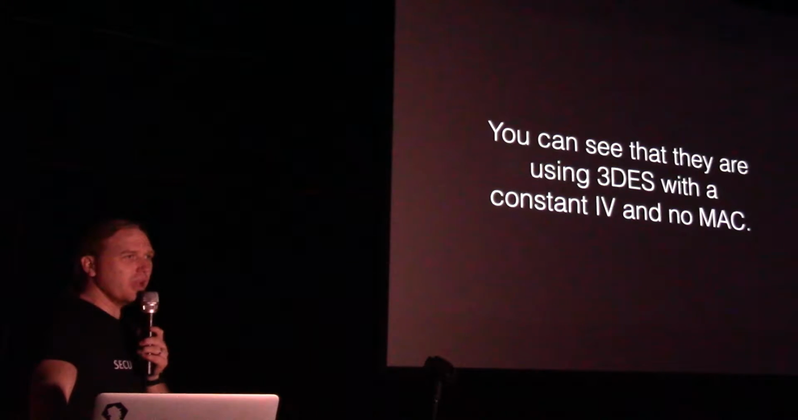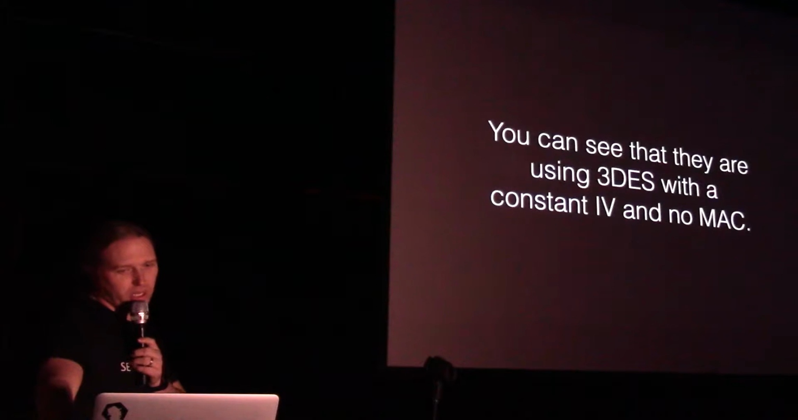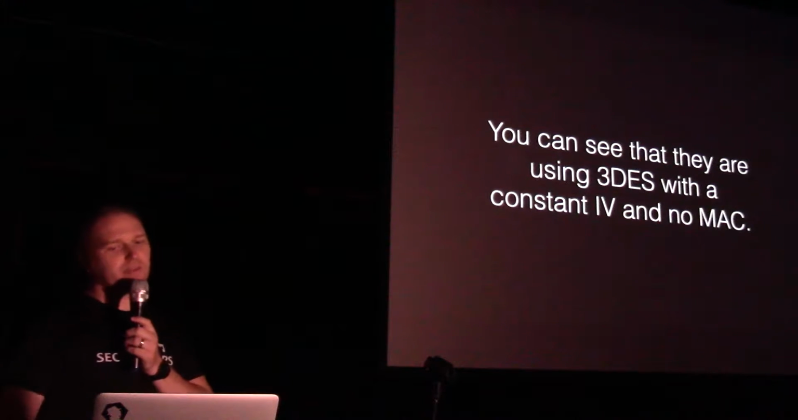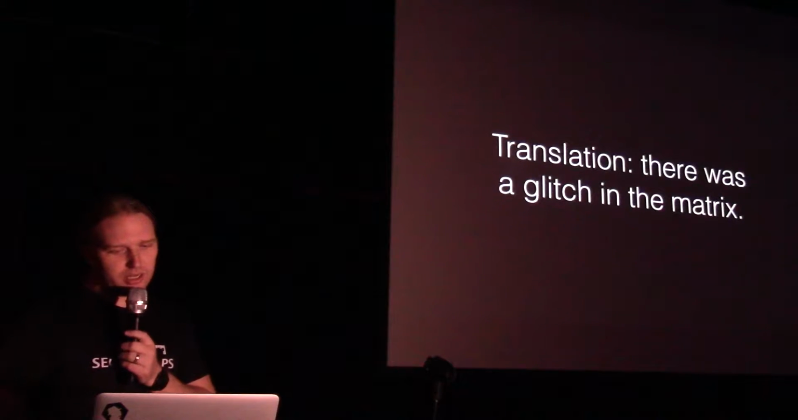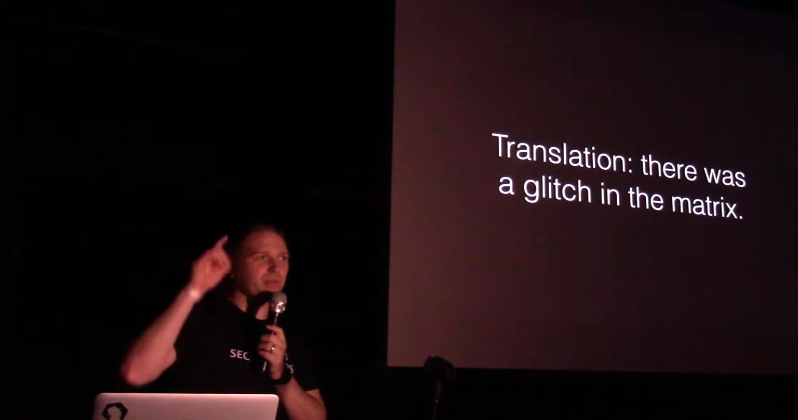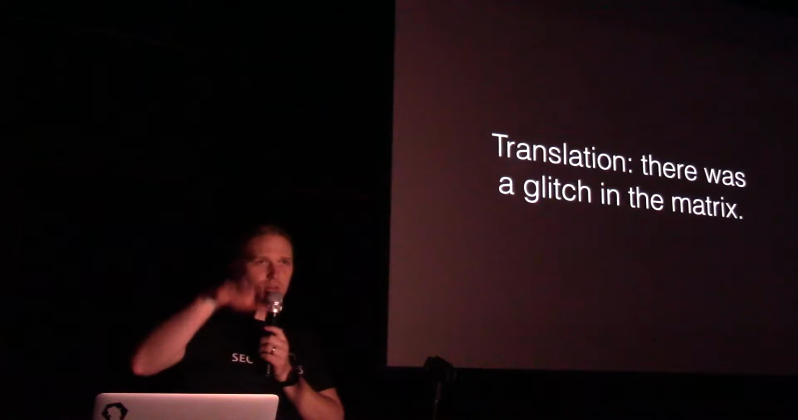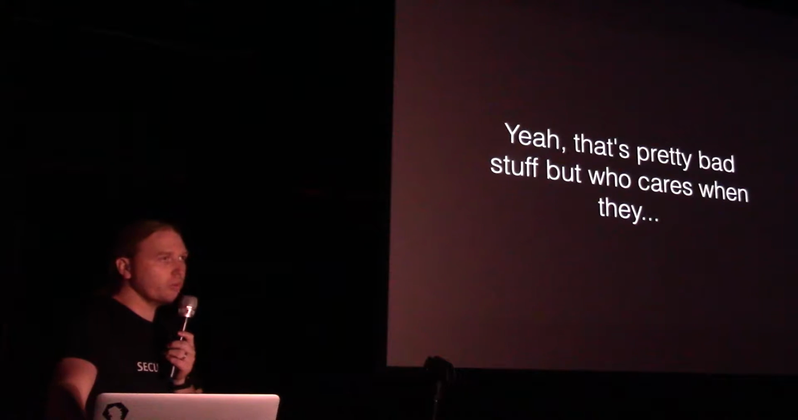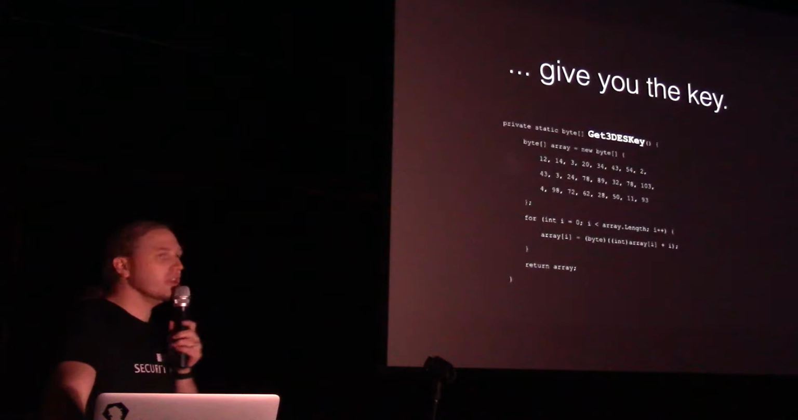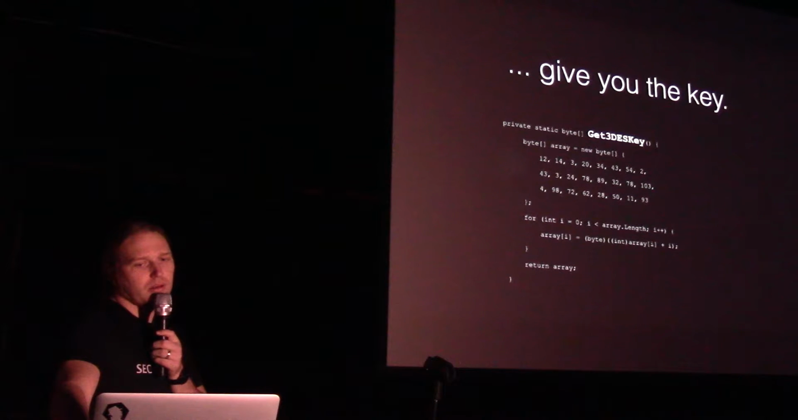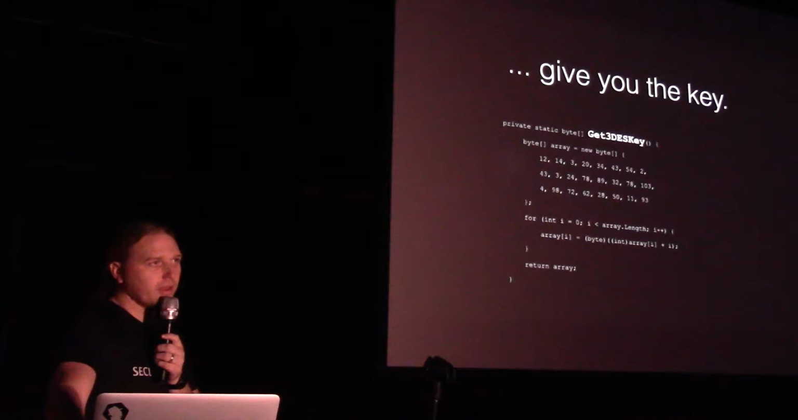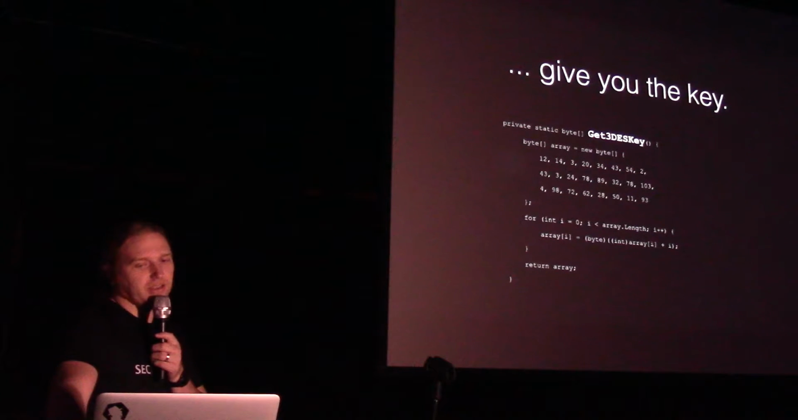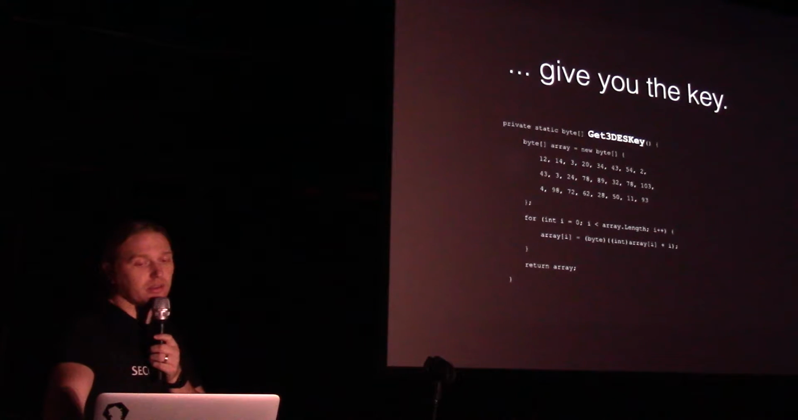If anybody who knows anything about crypto, you might have seen a few things in there. They use triple des, constant IV, no MAC. For us crypto people, there's a glitch in the matrix. So that's bad stuff, but who really cares when they give you the key right there? In order to decrypt that traffic, the client has to have this information, or it has to have been sent to the client at some point.